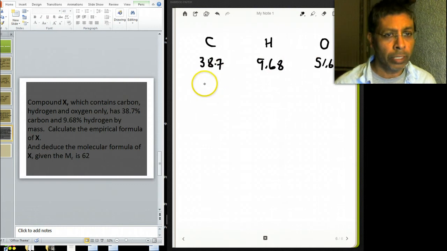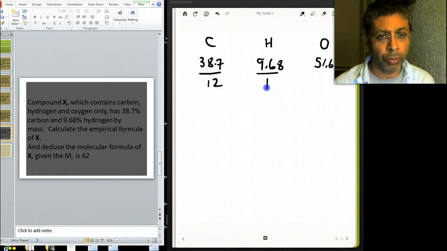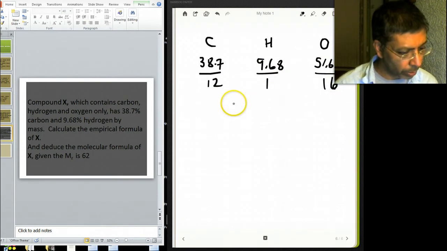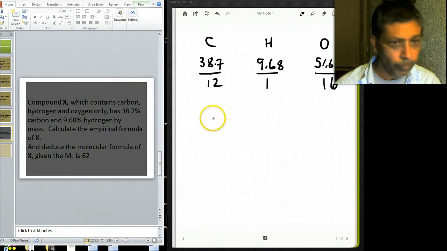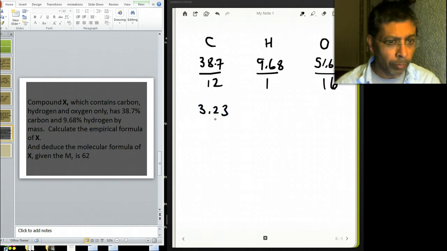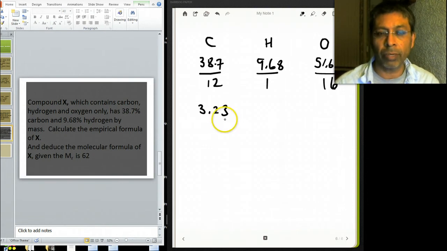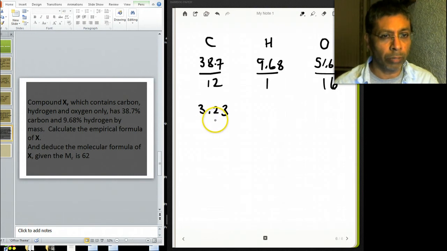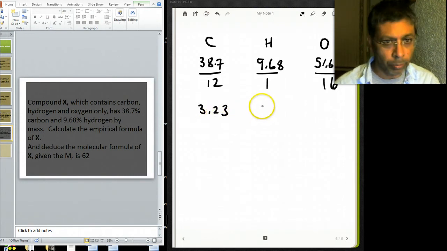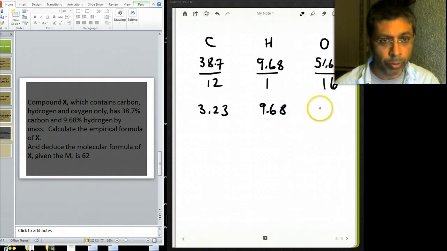Okay. Next thing, we divide by the atomic mass. That's 12. You can use your periodic table. That's 16, and we get a value of 3.23 there. Be careful not to round down too quickly. So 3.23 fine. 3.2 not yet. Don't round down too quick. 9.68. 3.23.